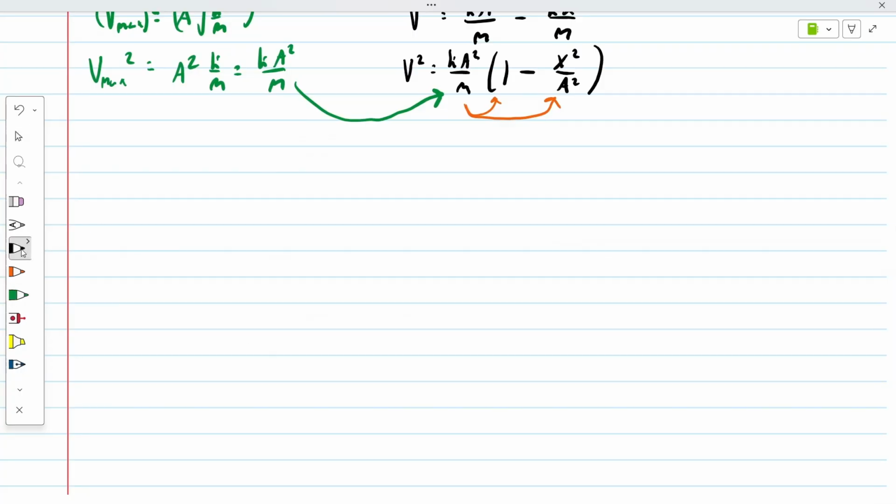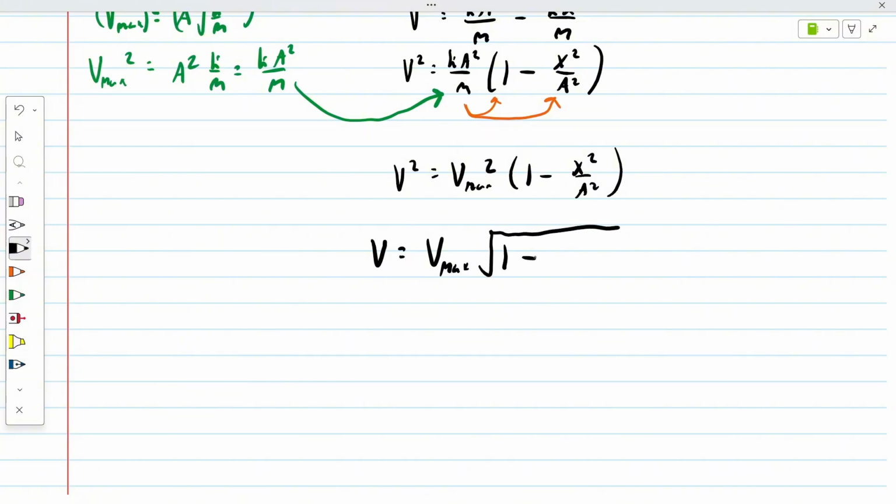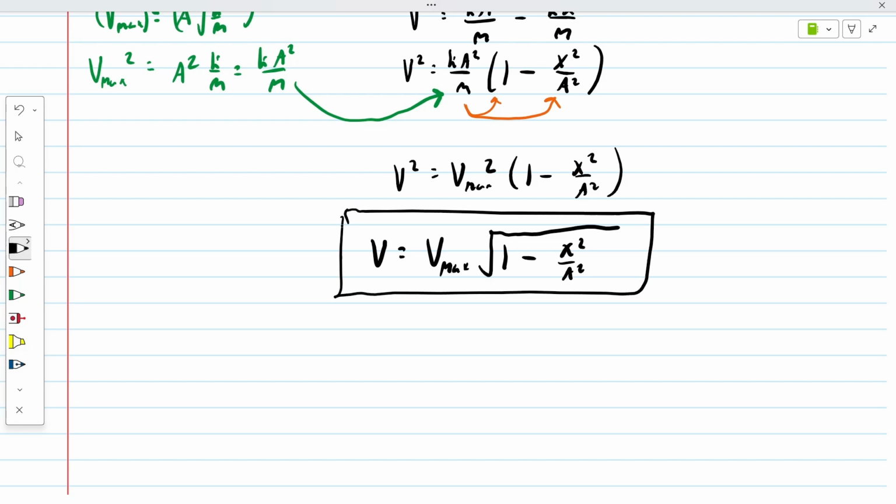So now we can go ahead and plug that in, and we get that v squared is equal to v max squared times 1 minus x squared over a squared. And so if we take the square root, we get v equals v max times the square root of 1 minus x squared over a squared, where a is the amplitude. So now we have an equation for v at any point in the oscillation. And notice that if you're at equilibrium, your x will be 0, so you'll have the square root of 1, which is 1, so you'll just get v max.